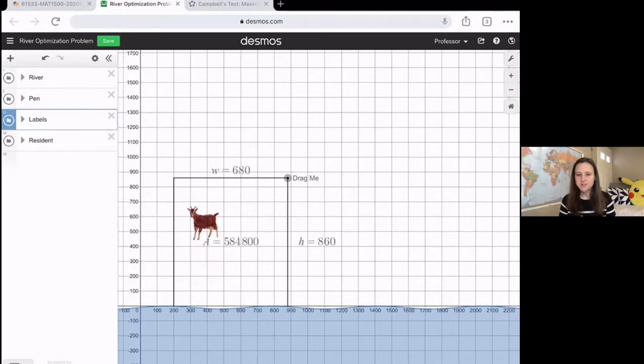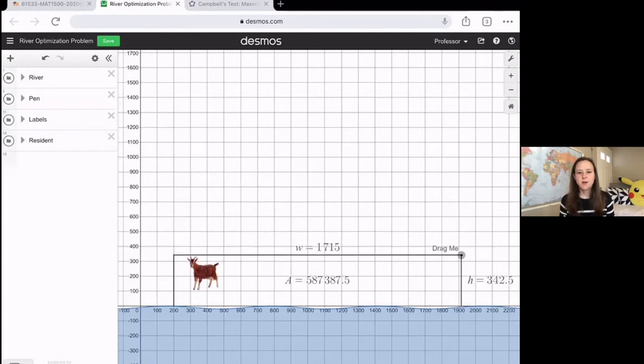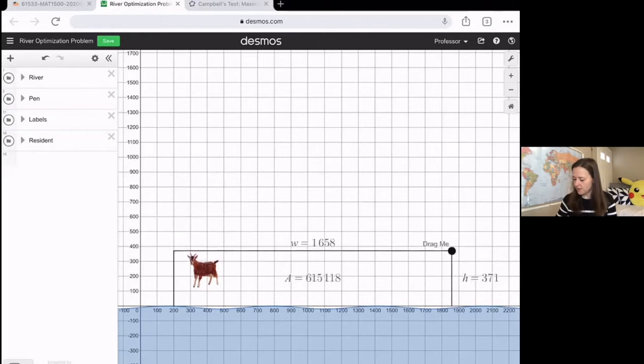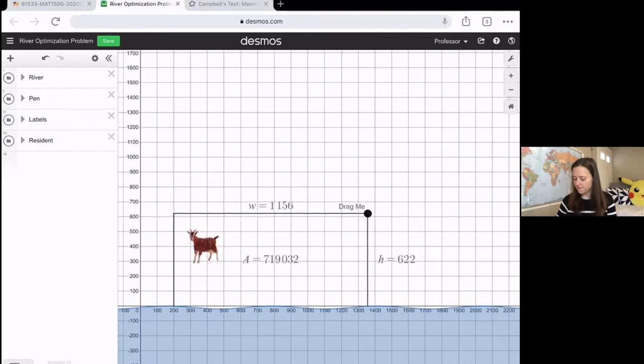So I have these labels here for different values of the height and width, and you can check at any spot that it's going to make those 3 sides of the pen add up to 2,400 feet, no matter where you drag it. Then you get different values of area. So right now, when I make this 860 by 680, I get an area of 584,800 square feet. And when I drag it really wide, slightly bigger area, 587,387.5. And so we kind of could play around and guess, it looks like just over 700,000 square feet of area is the maximum area I can get out of this.